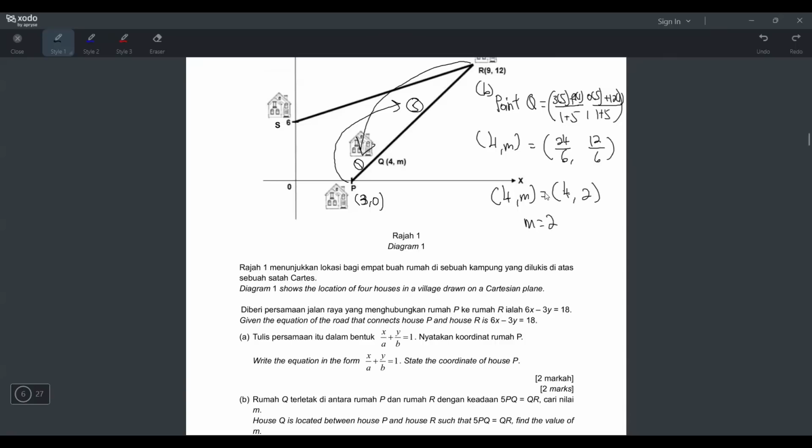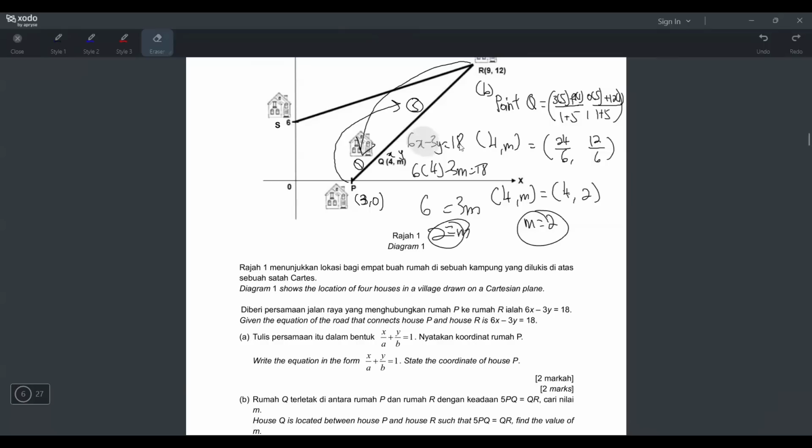But do you remember just now I said there's another method to do this question? What's the other method? You straight away take the equation, because you have the equation of this line already. 6x minus 3y equals 18. And if you want to find m, you just sub inside. So the x is 4, y is m. So it becomes 6 times 4 minus 3m equals 18. And then 3m equals 24 minus 18, which is 6. m equals 2. You can see the answer is same, right?